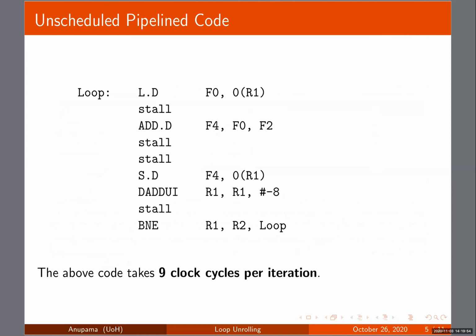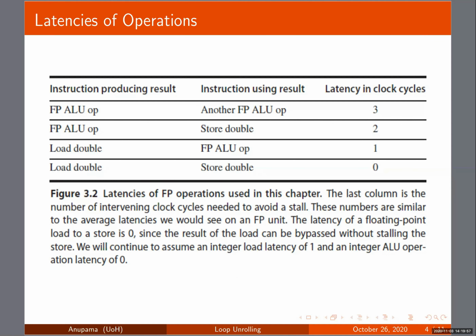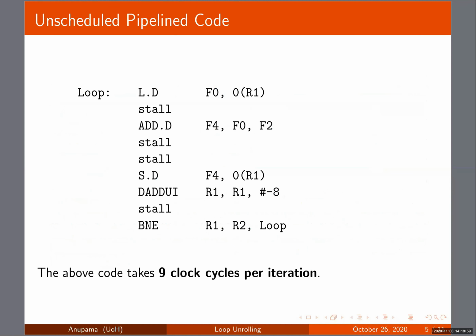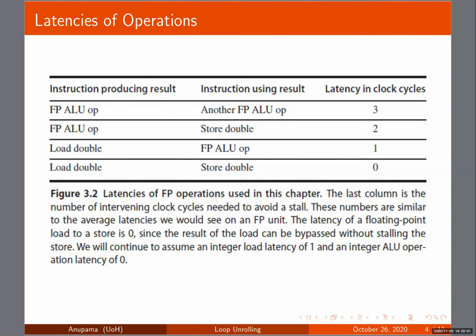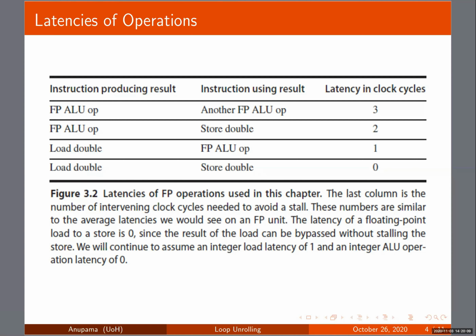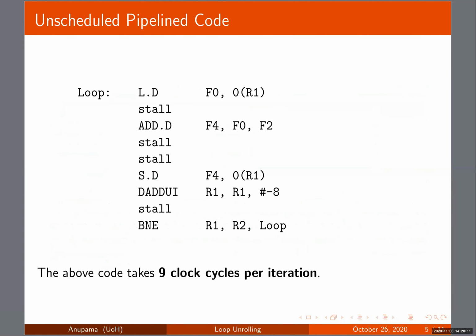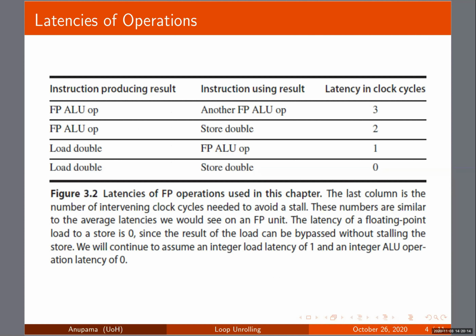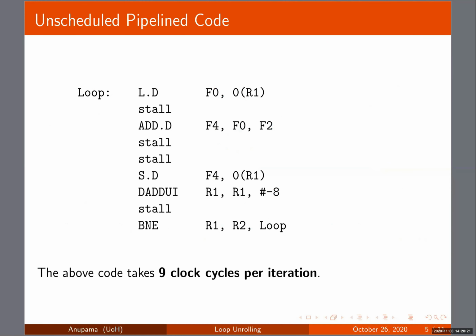Now let's see what happens if that is the case, right? So let's look at our example, load followed by an add, right? So load followed by FP operation requires 1 cycle later. Between an add and a store, so basically between an FPALU and the store double, the latency is 2 clock cycles. So you have 2 stalls after add before the store. Then you have your DADDUI, which is basically decrementing the address.